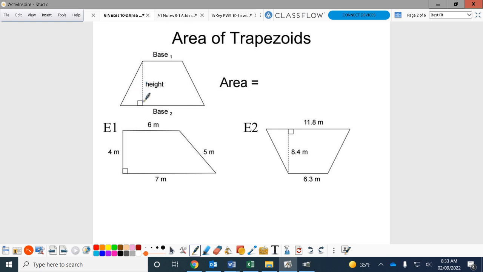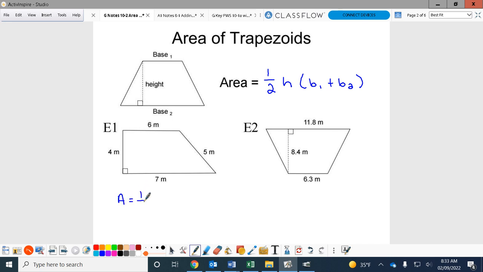The formula for this is going to be 1/2, starts off with the 1/2, times the height, times base 1 plus base 2. Basically what you're doing is averaging the top and bottom and multiplying it by the height. And that's the concept behind this. So when we look at this, we've got to go through and identify all the pieces that are going to go in here. We start off with area equals 1/2.